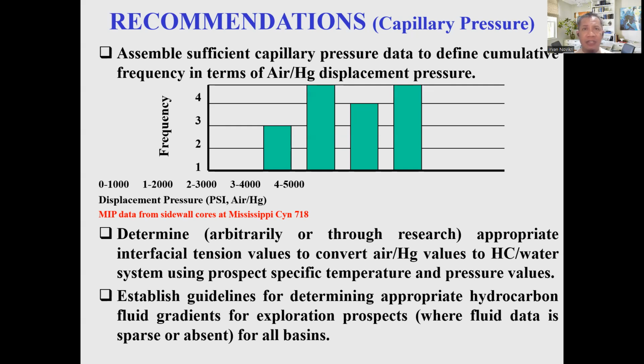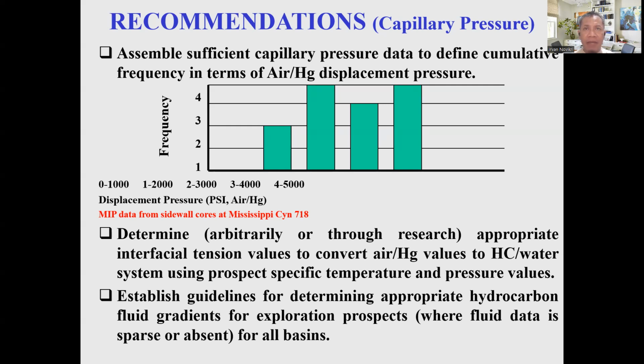To gather sufficient capillary pressure data means to collect enough information about the pressure difference between air and mercury to determine the cumulative frequency. These frequencies represent the number of occurrences of different displacement pressures measured in psi. The goal is to establish a relationship between displacement pressure and the cumulative frequency to better understand the capillary behavior in each system.